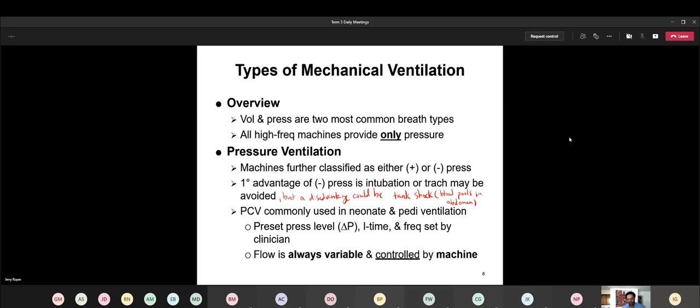And then of course you have to set your I time and your mandatory frequency. And if you need PEEP, of course, let me just add that. PEEP.